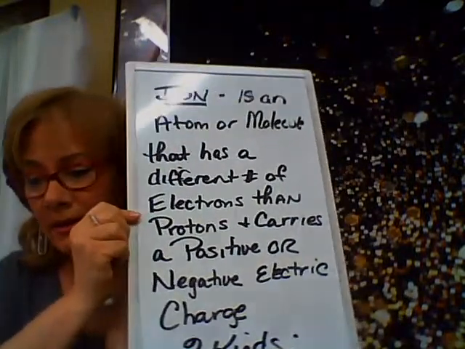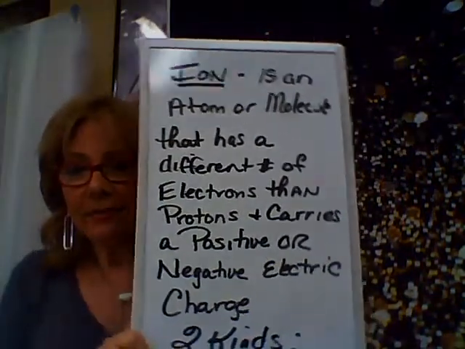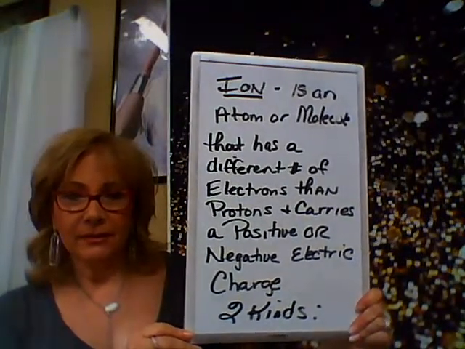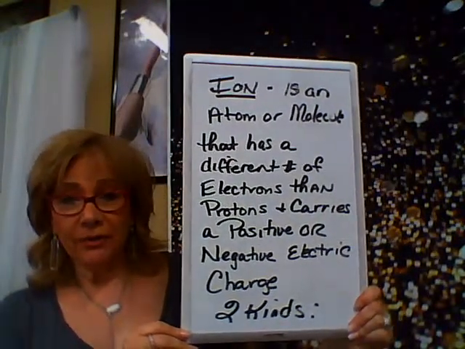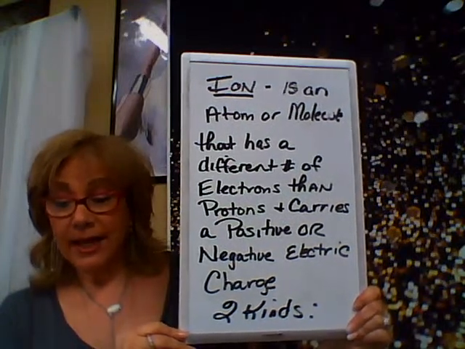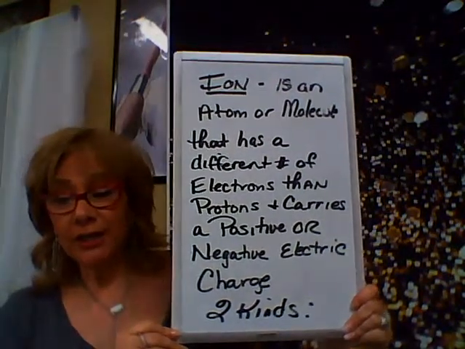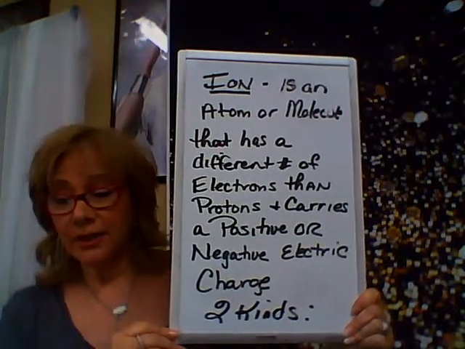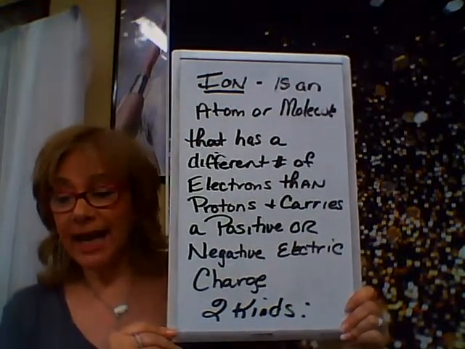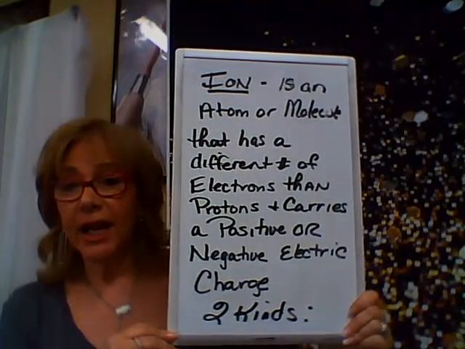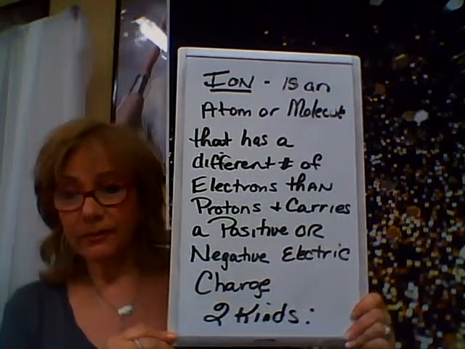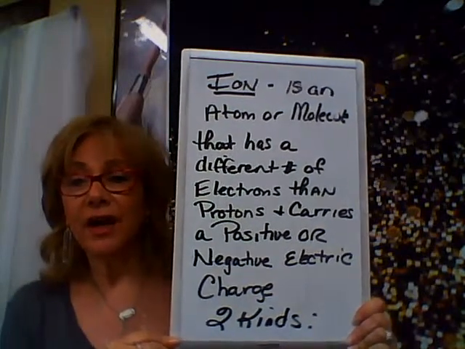An ion, all right, is an atom or molecule that has a different number of electrons than protons. So electrons and protons, and it carries a positive or negative electric charge. And there are two kinds of ions.